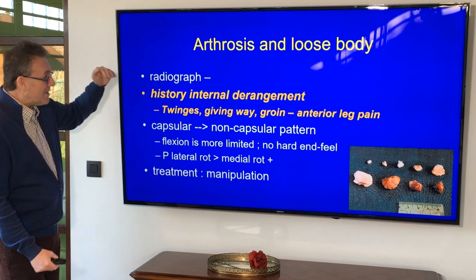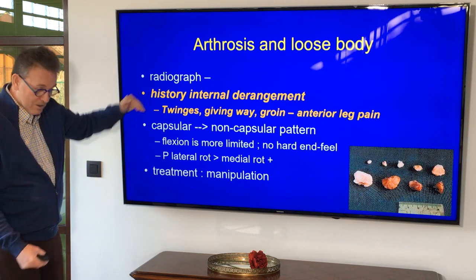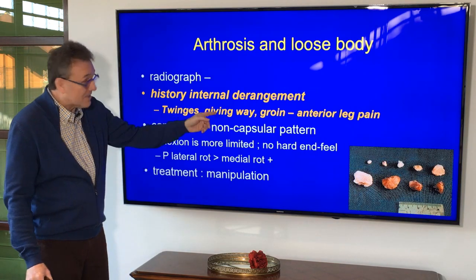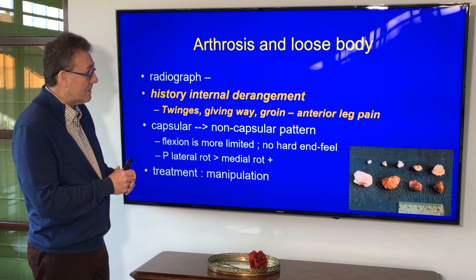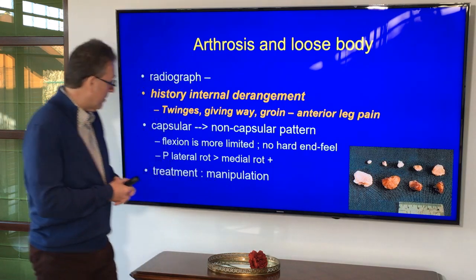The history of internal derangement: they have irregular twinges. Twinges where? In the groin, anterior, giving way. Sometimes they lose control, and perhaps a little bit further radiation in that direction.